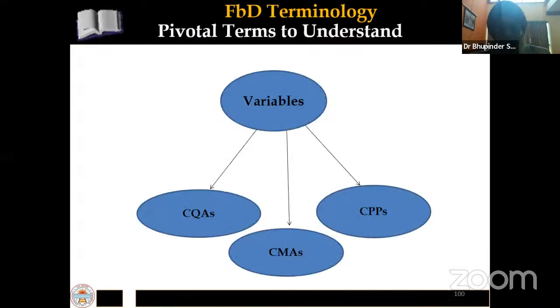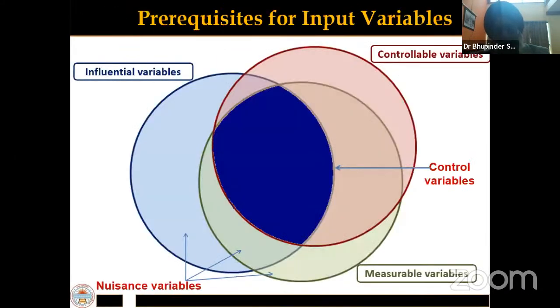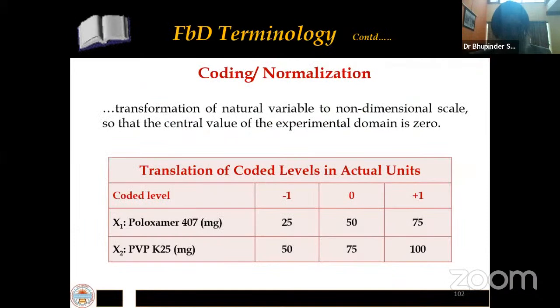So variables, I reiterate, are CQAs dependent and CMAs and CPPs independent. So variables should be control variables, that's influenceable, controllable, and measurable. These should be measurable, controllable, and influenceable. They should influence the CQAs. Coding is almost mandatory. So coding means, you will be assigning the low values as -1, high values as +1, intermediate values as zeros.